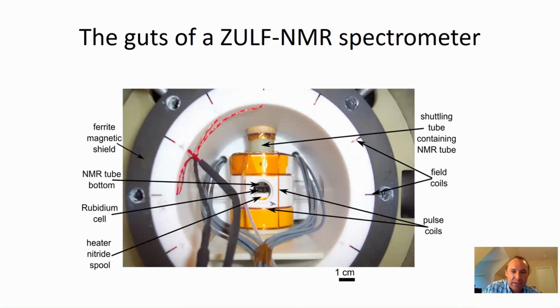Then you also see what is labeled a shuttling tube, and this is if you want to pre-polarize your sample, you need to shuttle your sample up and down. So oftentimes something typical that is done is that the NMR tube is shuttled out of this zero field NMR environment to pre-polarize it and then shuttled back down close to this rubidium vapor cell to do the detection. So that's an introduction to the individual parts and the picture of what it looked like.